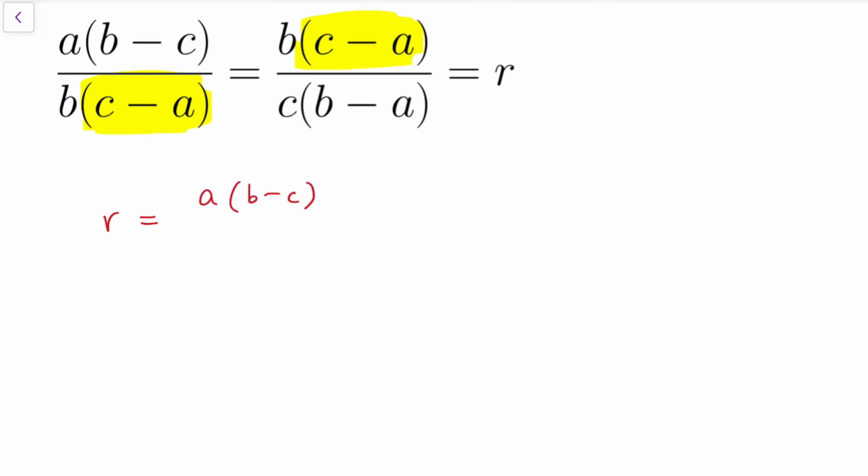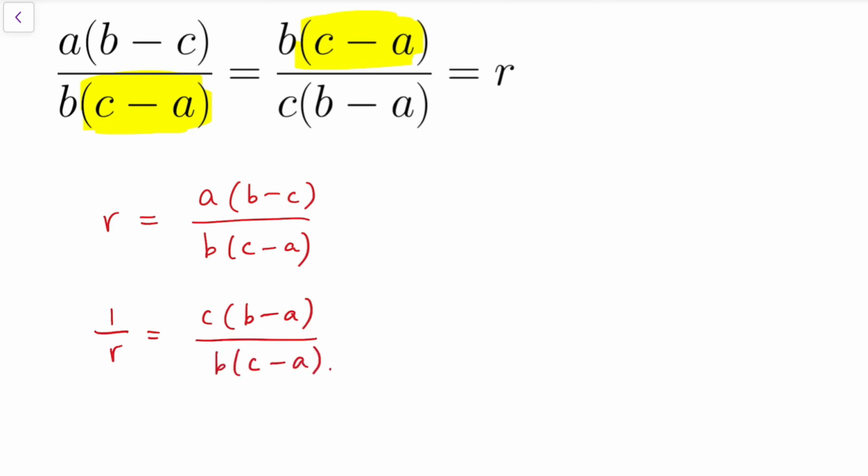So on one hand, we can write r equals a times (b minus c), all divided by b times (c minus a). Or on the other hand, if we want to look for something in common, then we can write 1 over r, flipping the fraction, equals c times (b minus a), all divided by b times (c minus a). Now we don't simply have c minus a at the same locations, but we also have the same denominator, because it goes together with b as well.